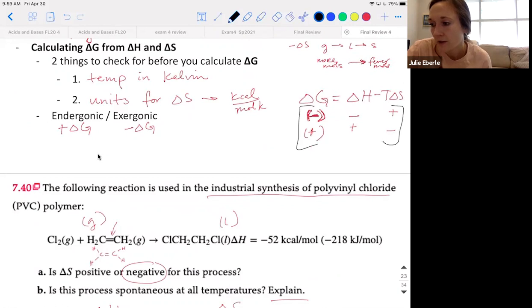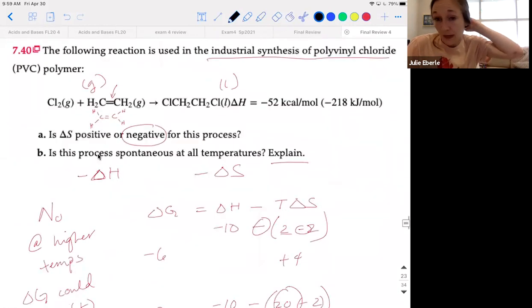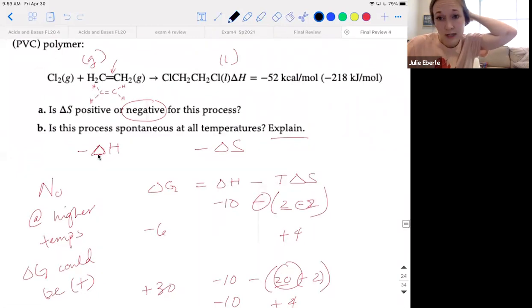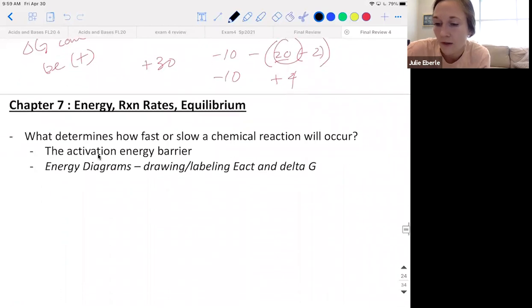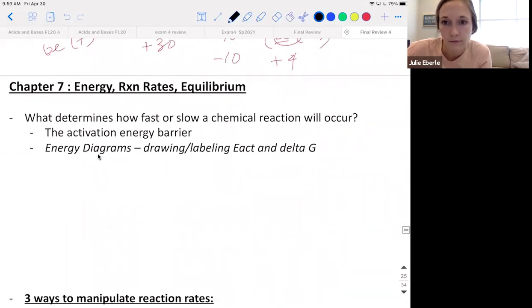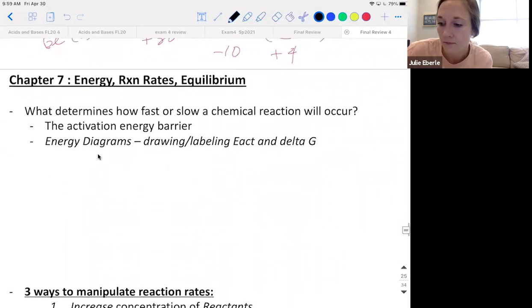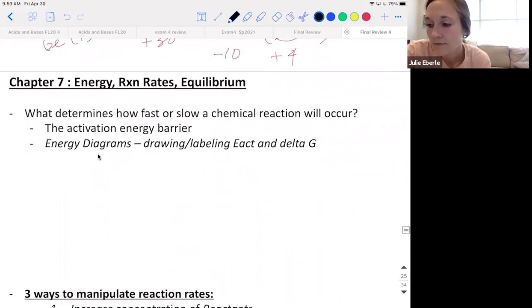Like when you have a positive and negative or a negative and positive, delta H and delta S. But you have a table for that. Remember, we have a table that has like 4 rows on it. It tells you what you can expect from the different scenarios of the signs on delta H and delta S. Okay.